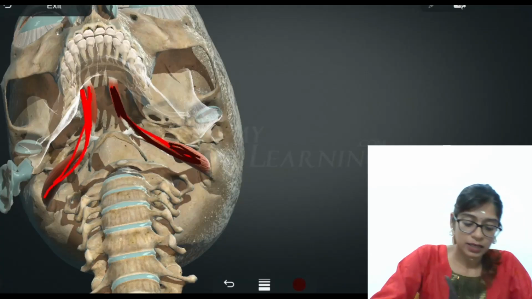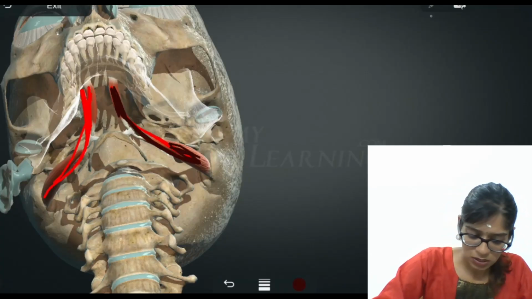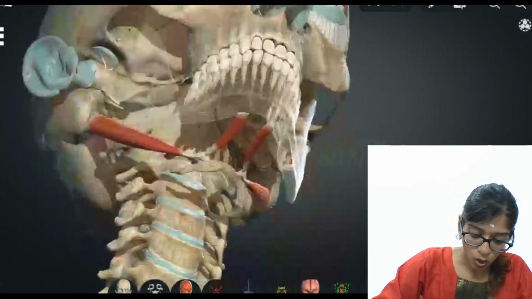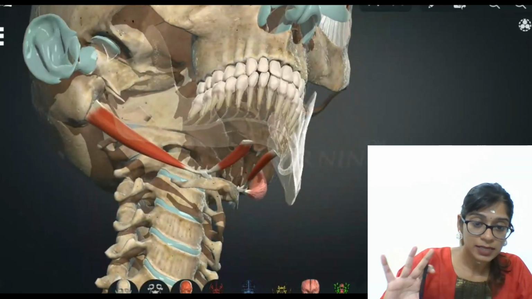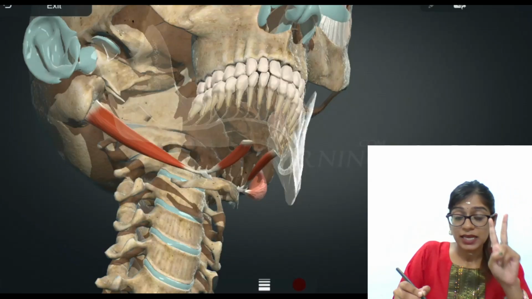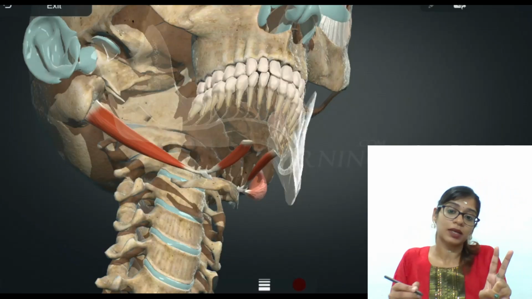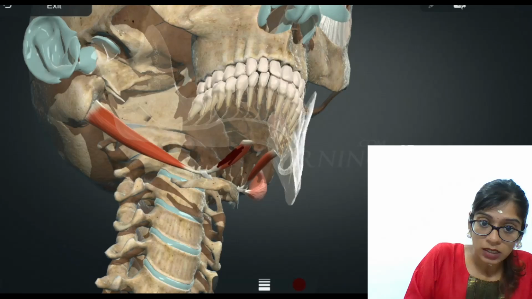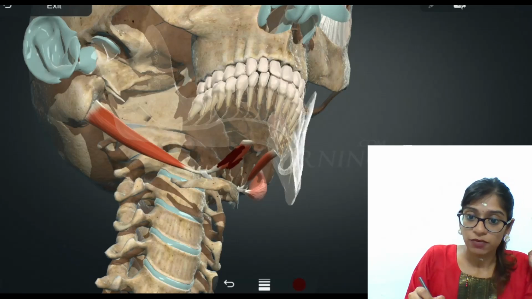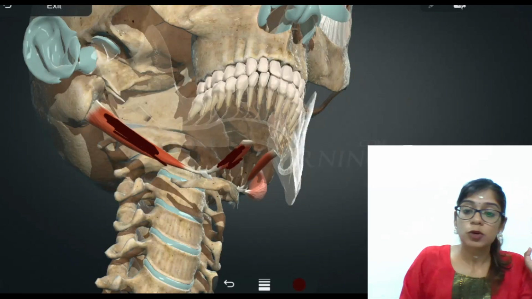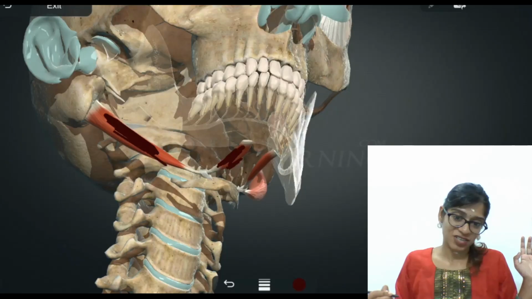But these muscles are digastric muscles, right? Let me just show you one. You can see this digastric. Di means two, gastric means bellies of the muscle. So this is the anterior belly of digastric muscle, and this is the posterior belly of digastric muscle.